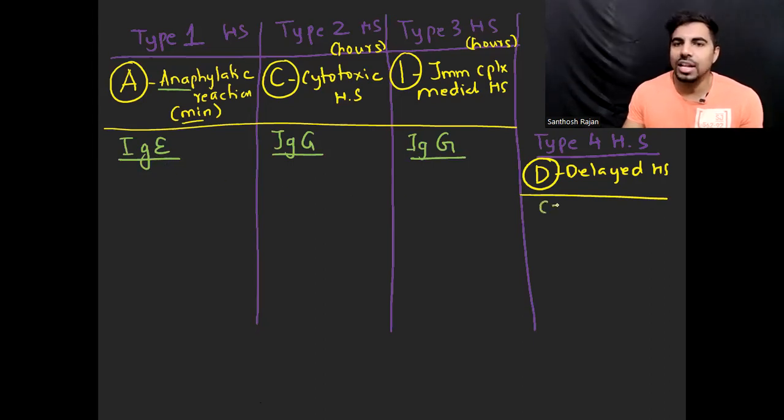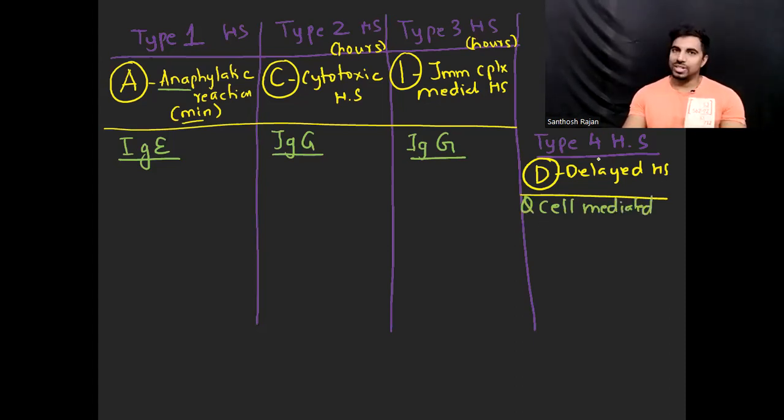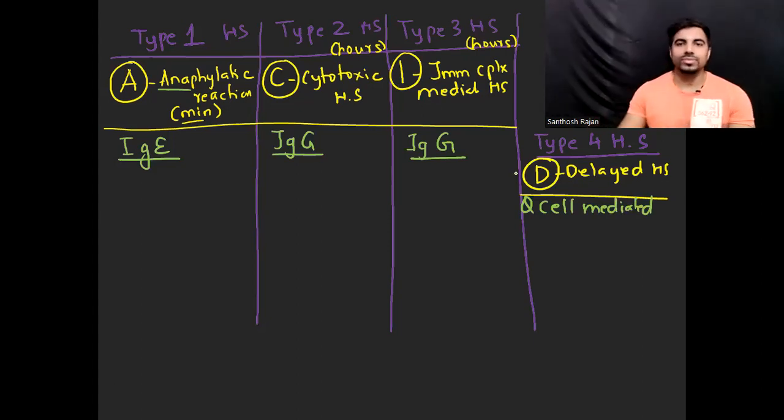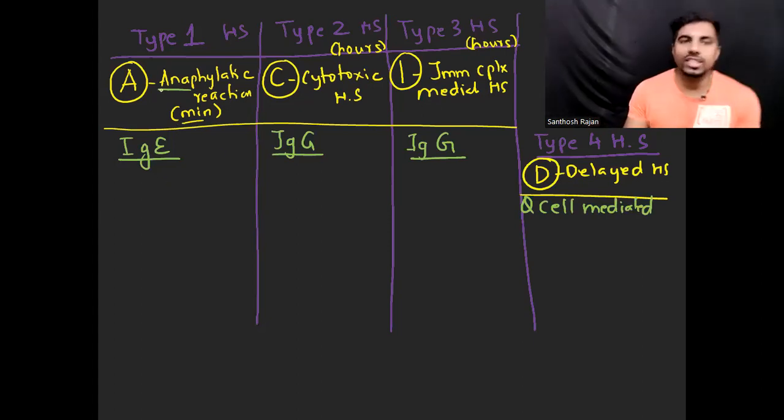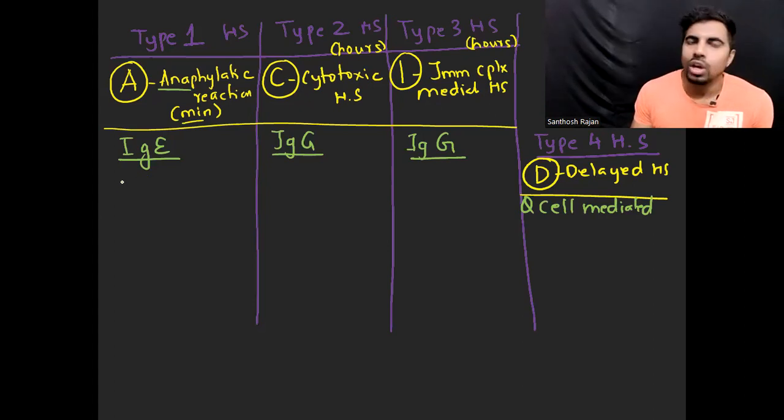And D is cell mediated. That's why it's delayed. It's not antibody mediated, it is cell mediated. Cell mediated, remember this. Got it? So that's one question. Now, what are the diseases? Diseases vary. Because it's an allergic reaction, any example, like bronchial asthma. A for A: asthma.